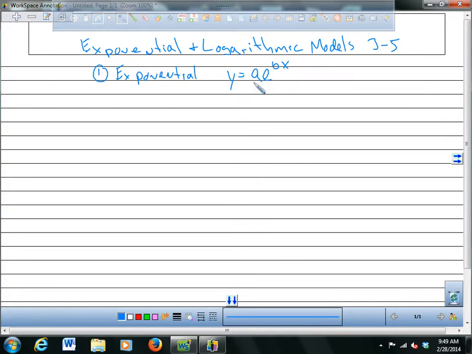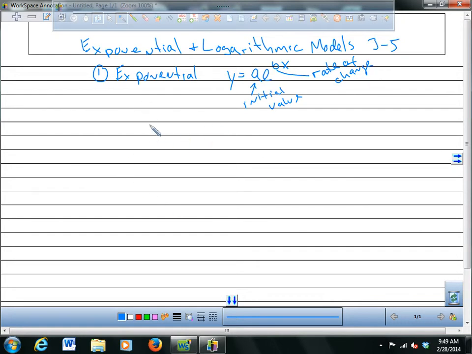And a is usually what? You guys know what a is usually? This is usually the initial value, because if you plug in 0 in here, at time 0 or when x is equal to 0, you end up getting y equals a. So this is usually your initial value, and this b is usually your rate of change, and that might be an interest rate or a decay rate or something like that.